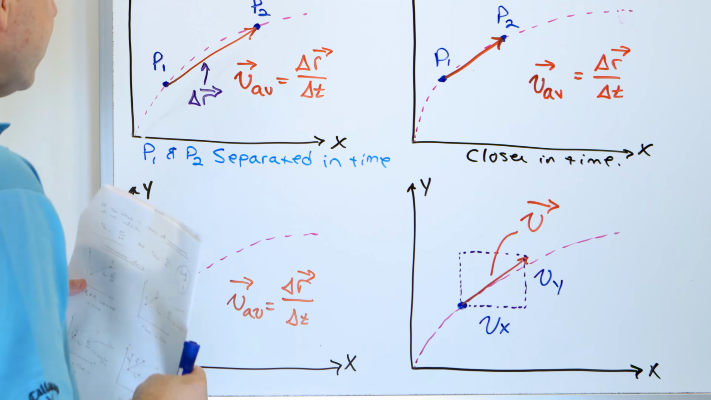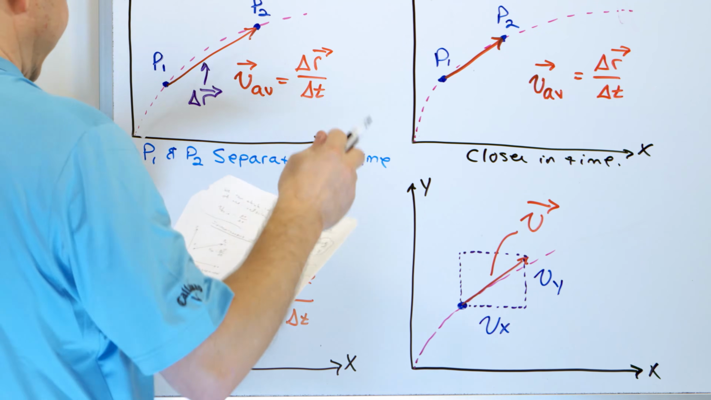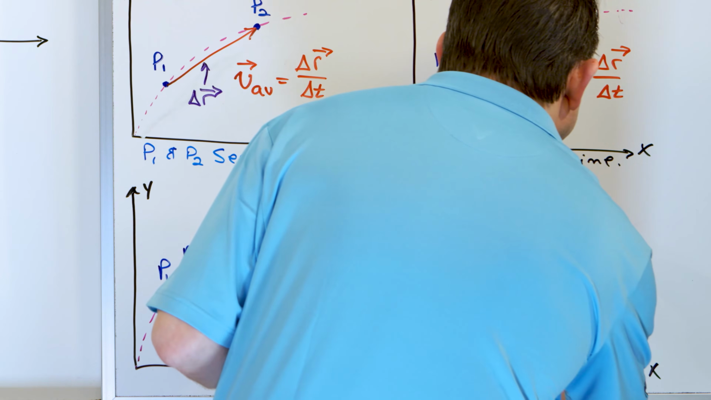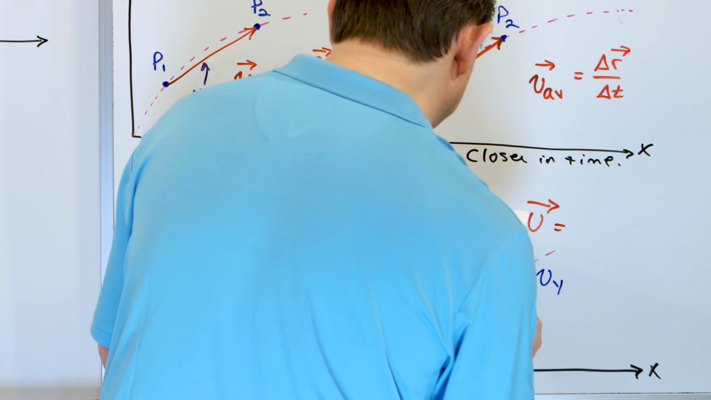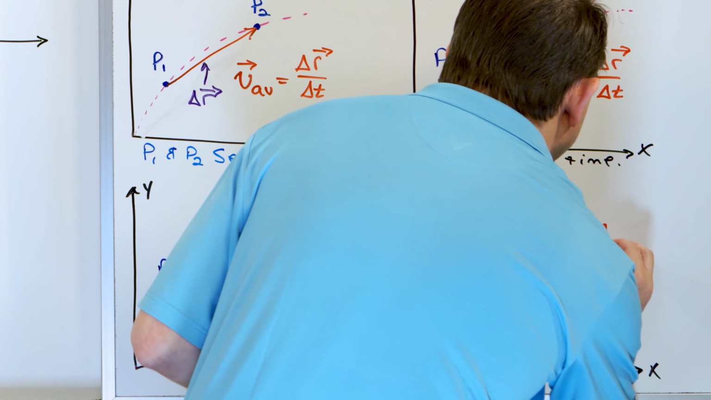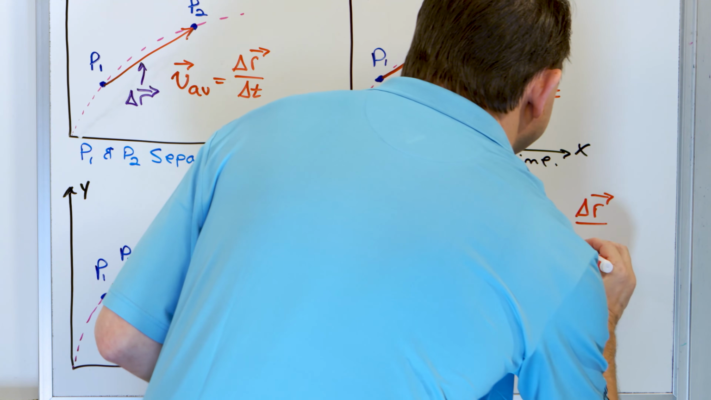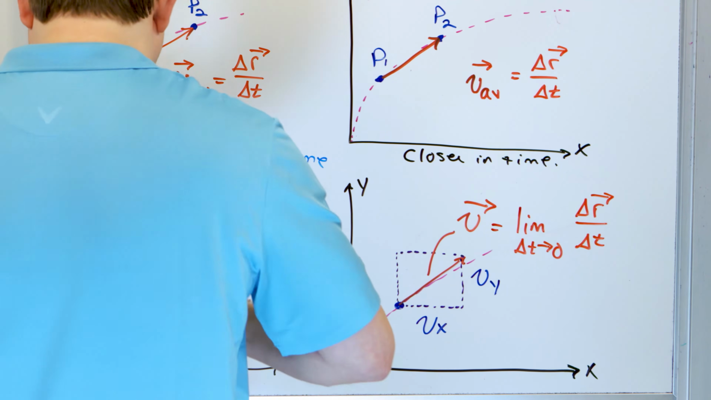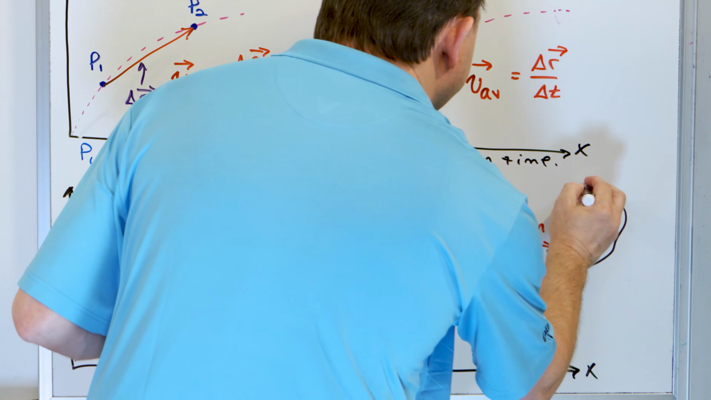All right? Now, the punchline. Let me get rid of this right here. The punchline is that this instantaneous velocity is going to be equal to the limit as delta t approaches 0 of delta r, as a vector, over delta t. And I'm going to circle this because it's so important.